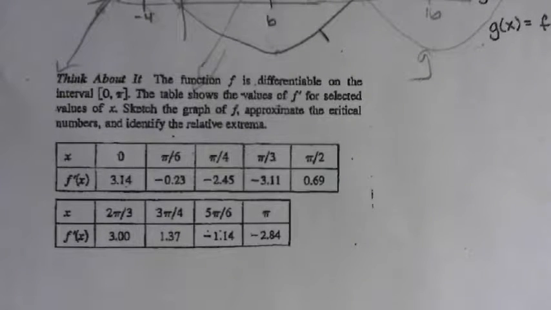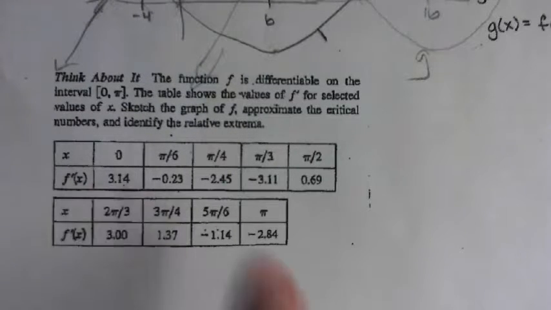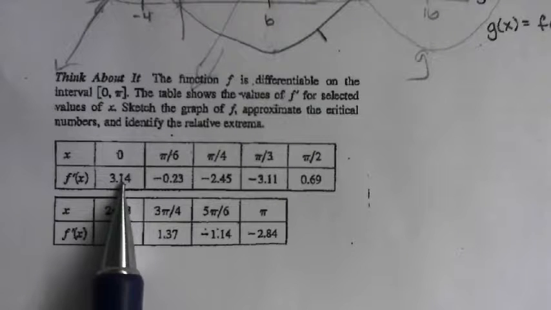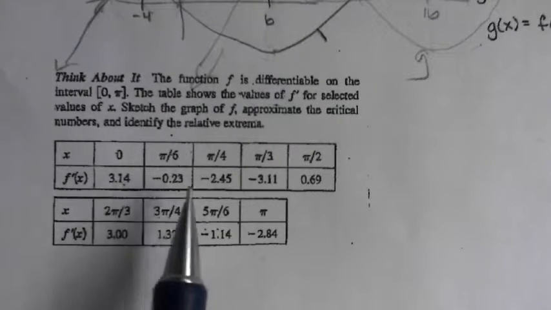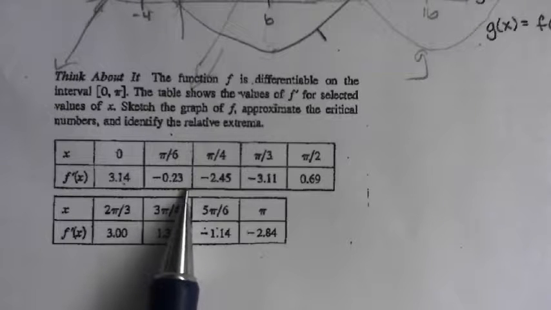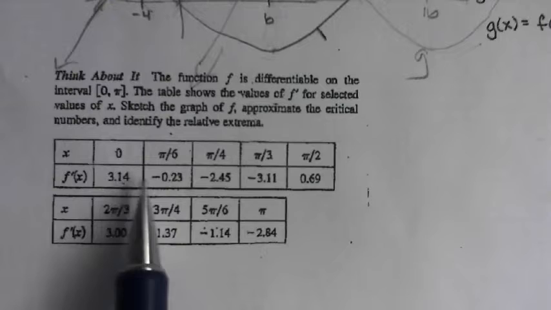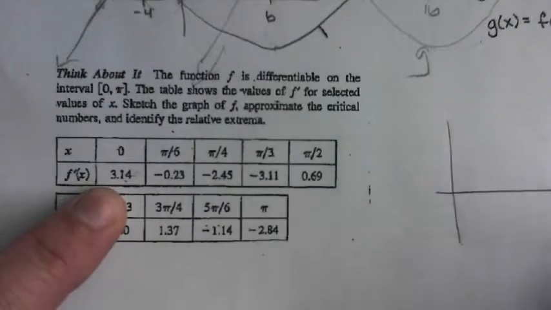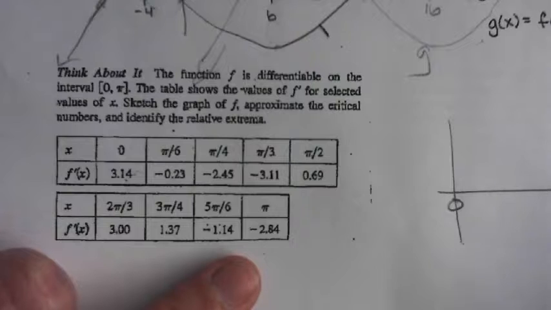A function f is differentiable on the interval from 0 to pi. The table shows the values of the derivative. So these are not the values of the function itself, but the values of the derivative. So at 0, what could you tell me about the graph? It's increasing. At pi over 6, the graph is decreasing. So obviously somewhere in between there, it had to have turned around, right? A pretty positive slope if you wanted to sketch 0 to pi.